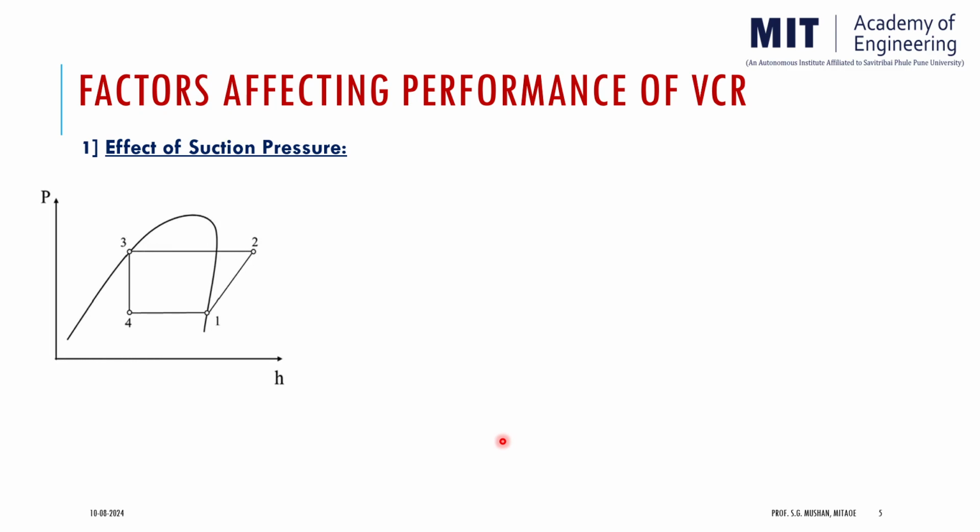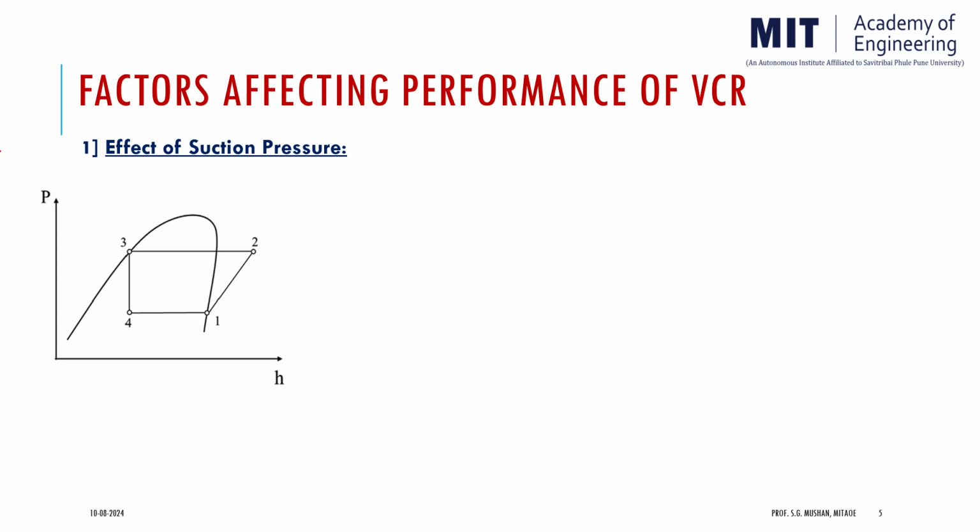So this is the ideal cycle of the VCR, where the refrigerant entering the compressor is in saturated condition and the refrigerant leaving the condenser is in saturated liquid. Okay. Now if we make changes in this particular ideal cycle, then what will be the effect on the performance that we need to predict?